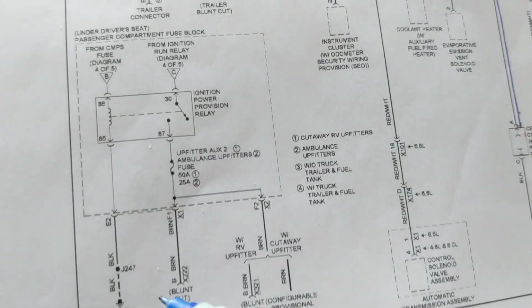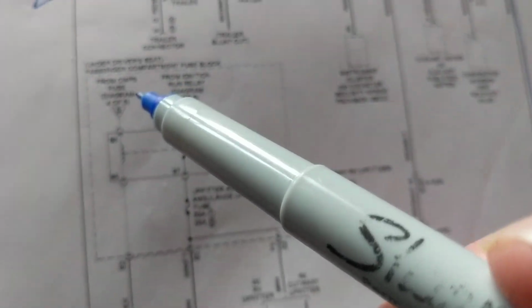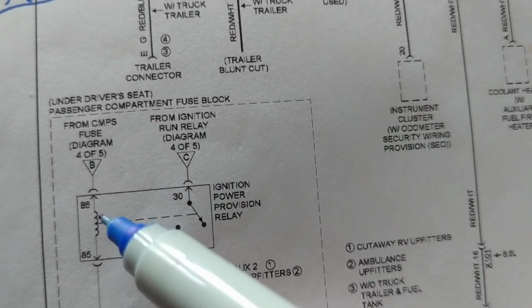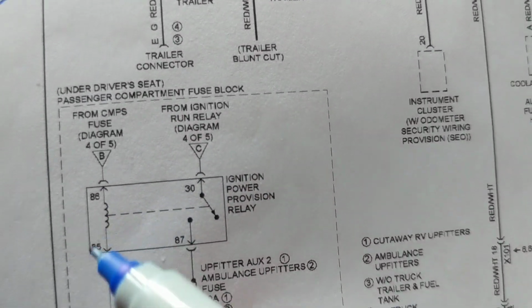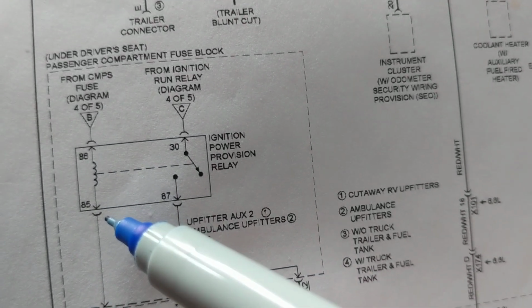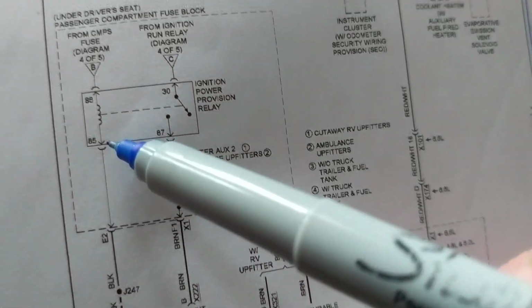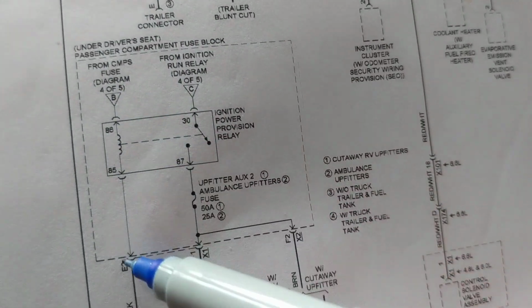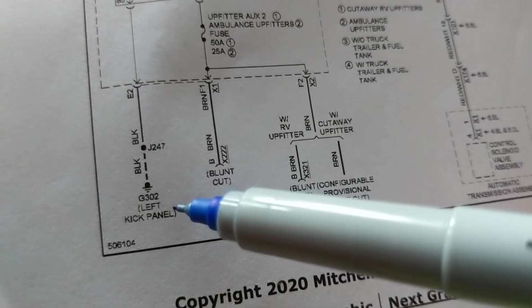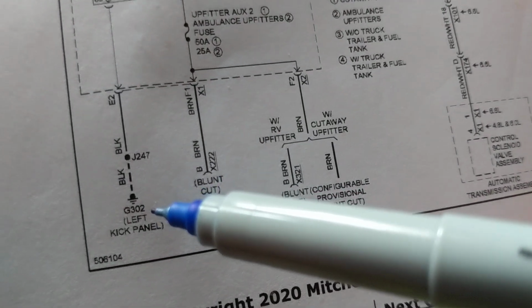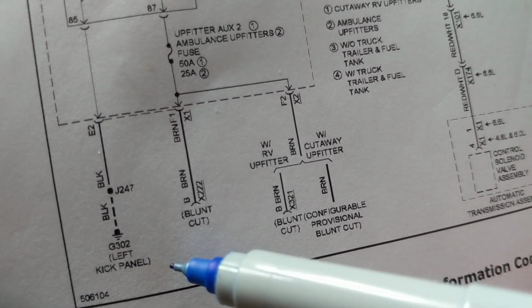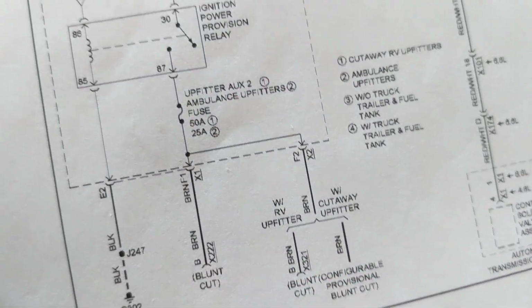There's a complete path, and let me stress that. You have to have 12 volts on one side, and this will be terminal 86. The other terminal, 85, goes to ground. That is a complete path. Current has to flow through a complete path. And if you want to know where the ground is connected, G302, which is the left kick panel. This even tells you where it's located.